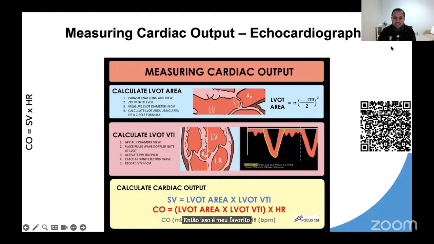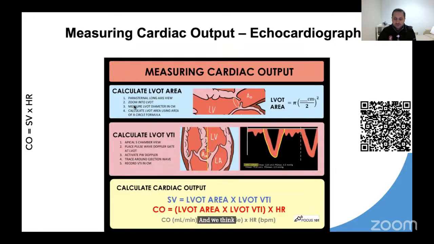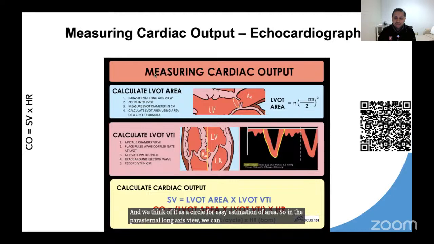The LVOT, the left ventricular outflow tract, is the area immediately below, or proximal to, the aortic valve. We think of it as a circle for easy estimation of area. In the parasternal long axis view, we can measure the LVOT diameter, then divide this diameter by 2 to get a radius. Because we consider this to be circular, the area of the LVOT is pi r squared. That's going to be the first part of this equation.